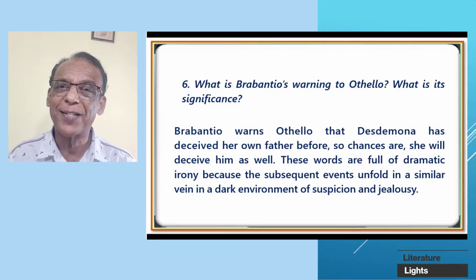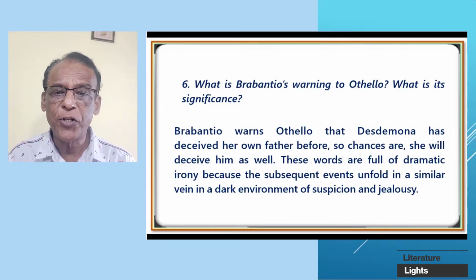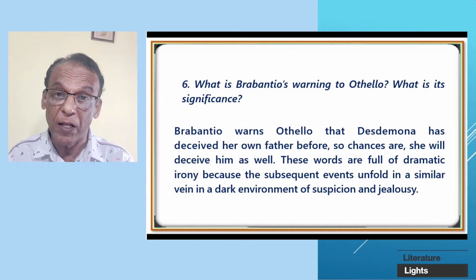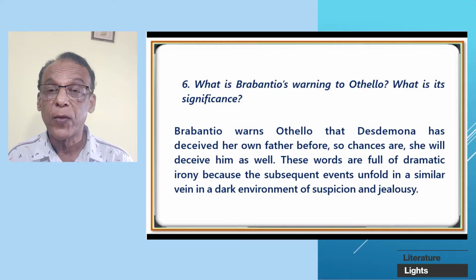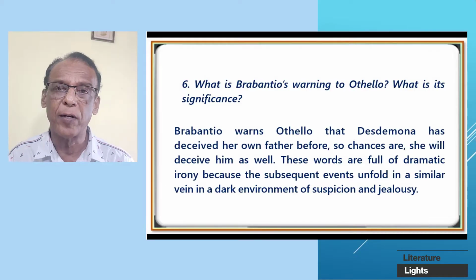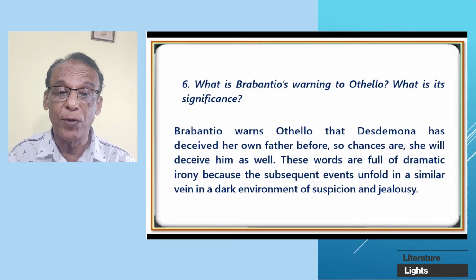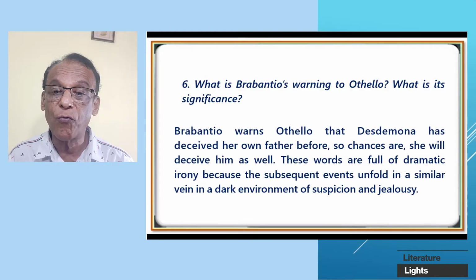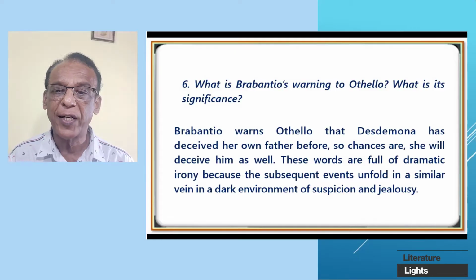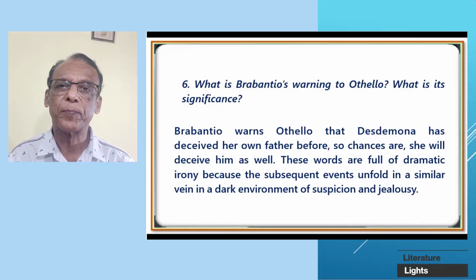What is its dramatic significance? Brabantio warns Othello that Desdemona has deceived her own father before. So chances are that she will deceive Othello as well. The words are full of dramatic irony because the subsequent events, the following events, unfold in a similar vein, in a dark environment of suspicion and jealousy.